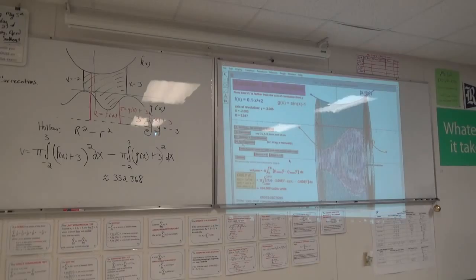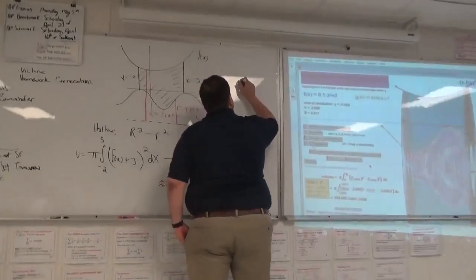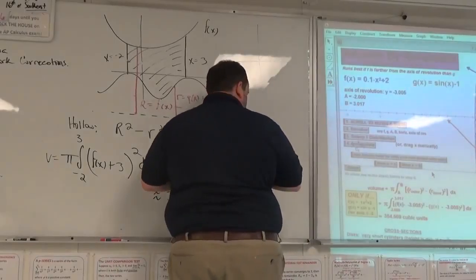When you find the volume, is it solid or hollow? Is it hollow in this space? Because the region that you're looking at doesn't touch the axis. So when you have it, it spins like this.